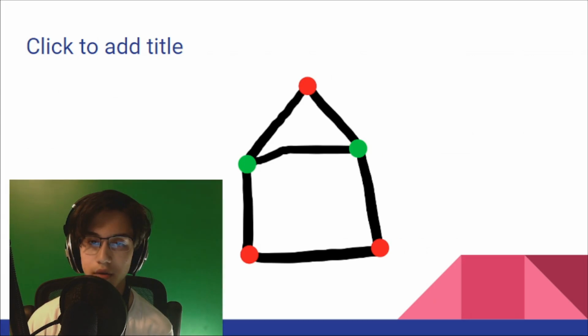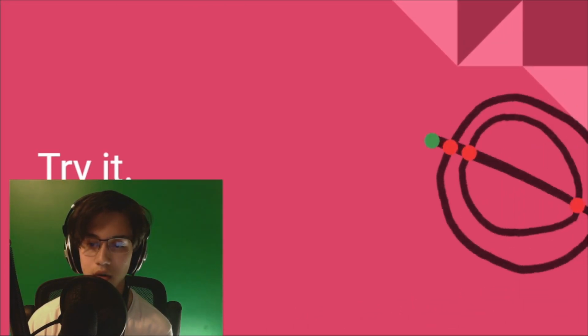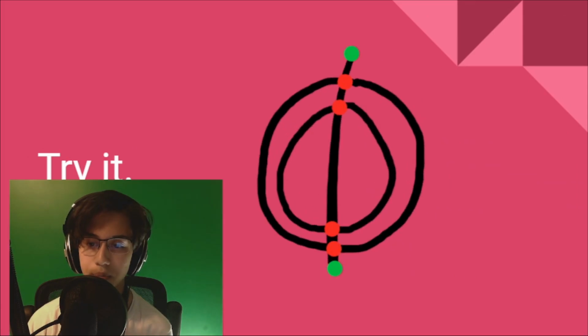This can be solved, however, with Fleury's theorem, which says that you take one odd vertex and follow the path by removing the previous vertex. Try it now. Good job.